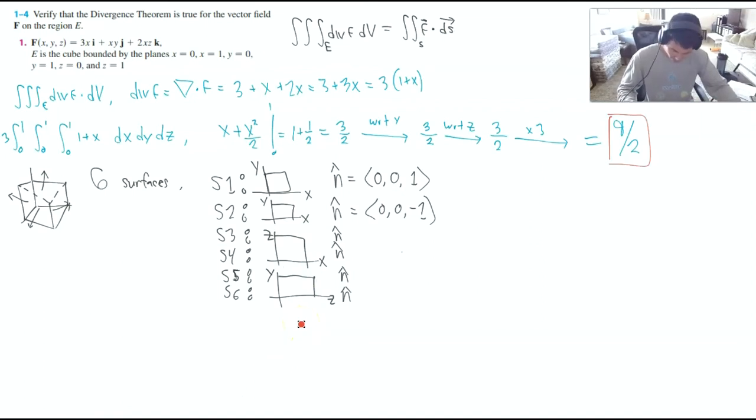Now, like I said, for surface 3 and 4, this one and this one, shooting out this way and shooting out this way, where's it shooting out? It's shooting out in the j direction only. So it's going to be 0, 1, 0. And likewise, this one will be shooting out in the negative j direction. And then, as you can see, the pattern continues. This one can only shoot out in the x direction. It's a negative 1.